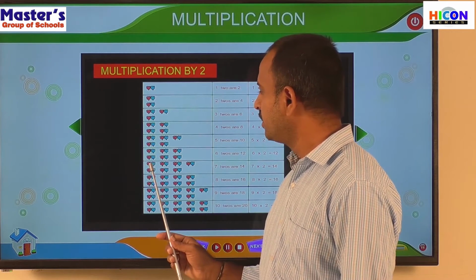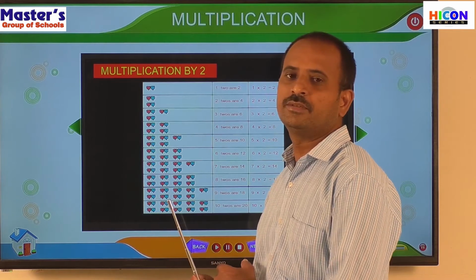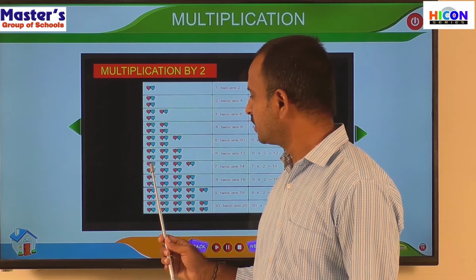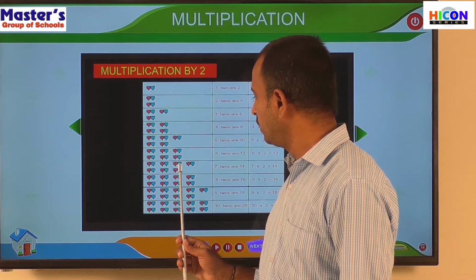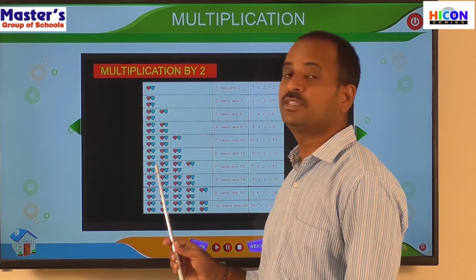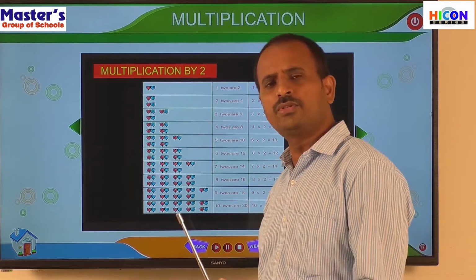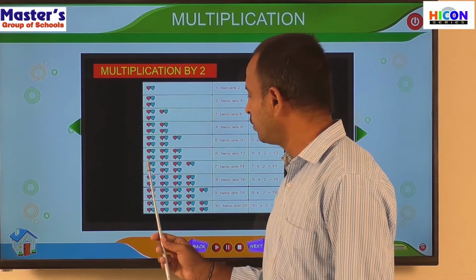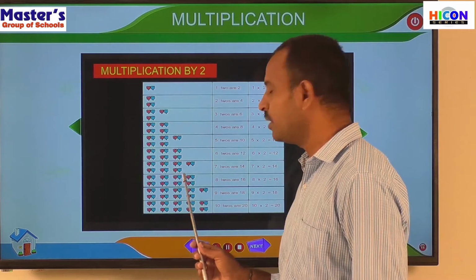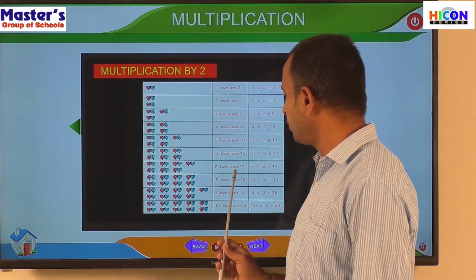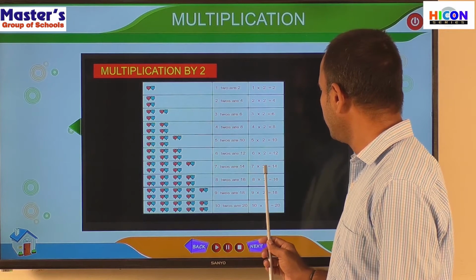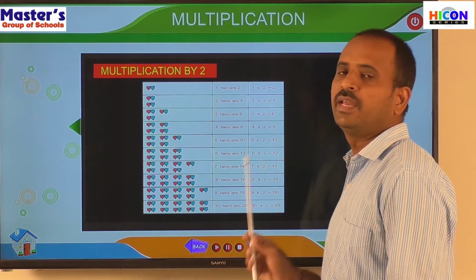How many sets are there? There are total 7 sets of flowers, and in each set there are 2 flowers. That means how many 2's are there? This is the first 2, second 2, third, fourth, fifth, sixth, and seventh. So there are total 7 2's. So 7 2's are total how much? Total 7 2's are 14. So total how many flowers are there? Total there are 14 flowers. That means 7 2's are 14, and it can be written as 7 into 2 is equal to 14.